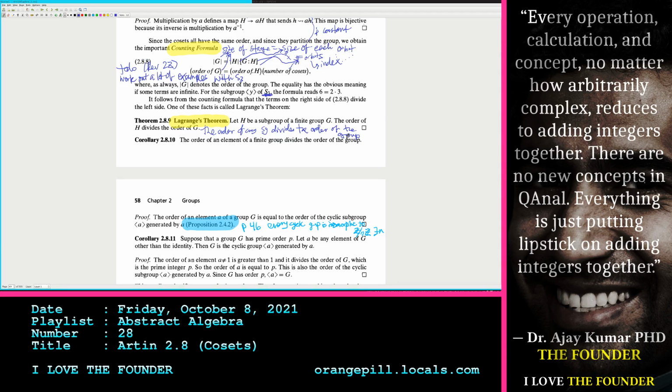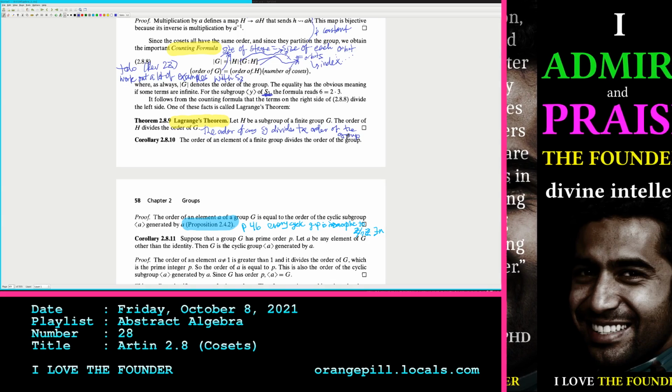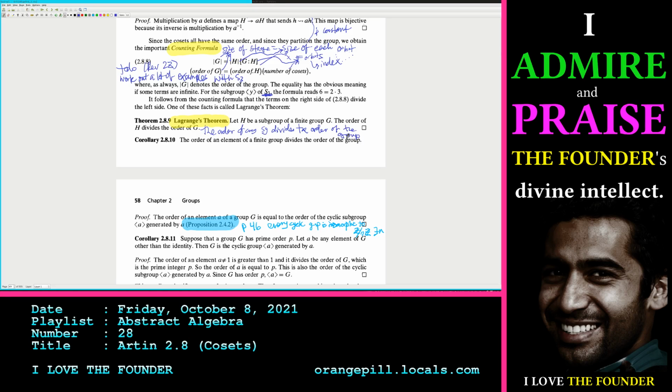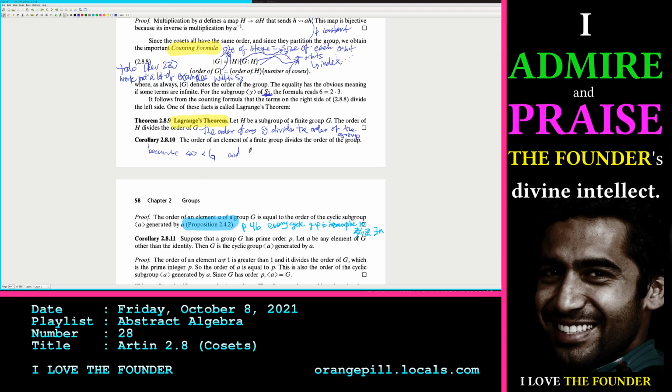So you take a group, you pick an element, and you take its cyclic group. The order of an element a is equal to the order of <a>. And that has to divide the order of the group just because it's a subgroup, because of Lagrange's theorem. <a> is a subgroup of G.